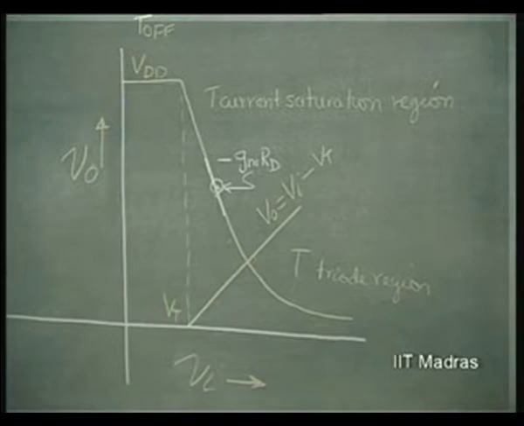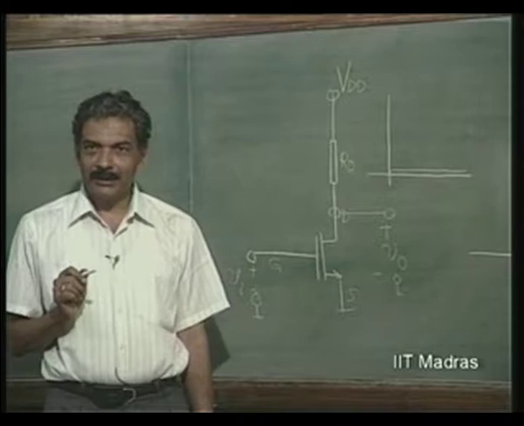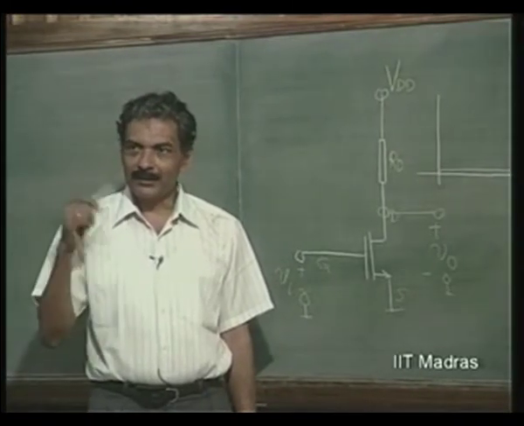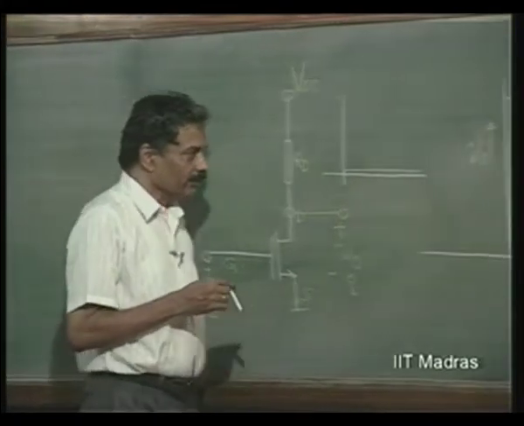As the current is lower, the Gm is going to be lower, because Gm is really 2k into (Vgs minus Vt), and current is k into (Vgs minus Vt) whole squared. So as current is lower, Gm is going to be lower. Same thing happens in the case of a bipolar junction transistor. As current is increased, Gm is increased.